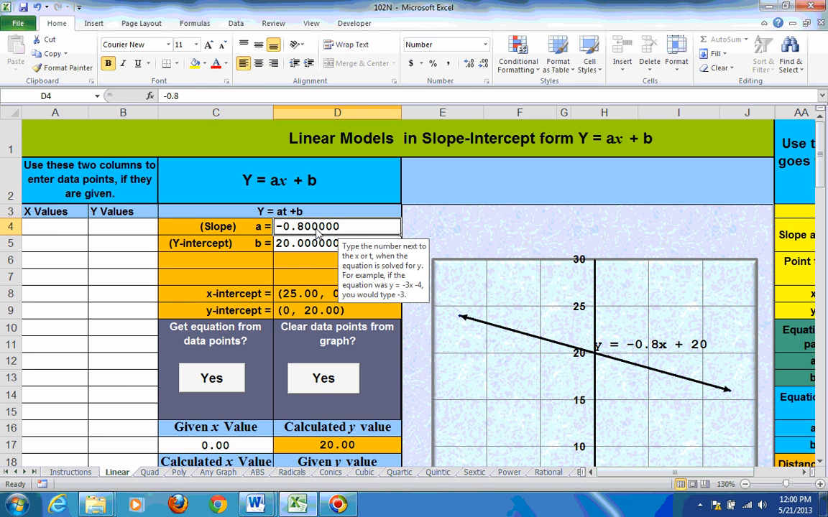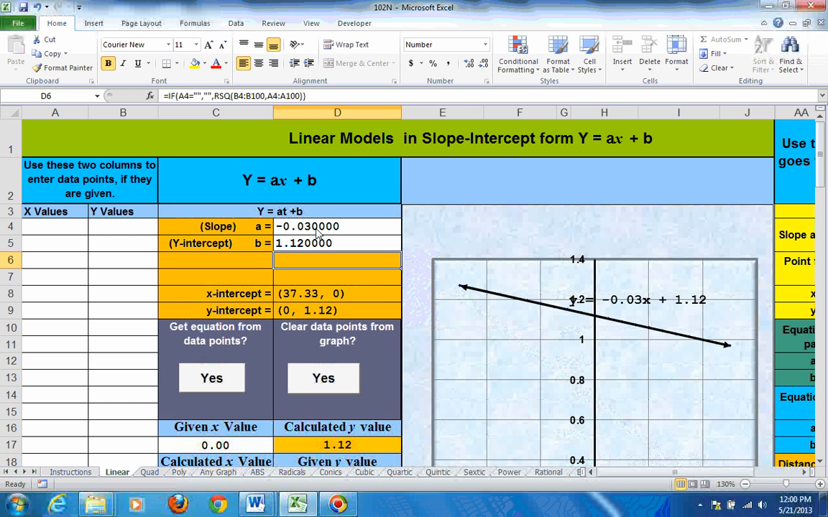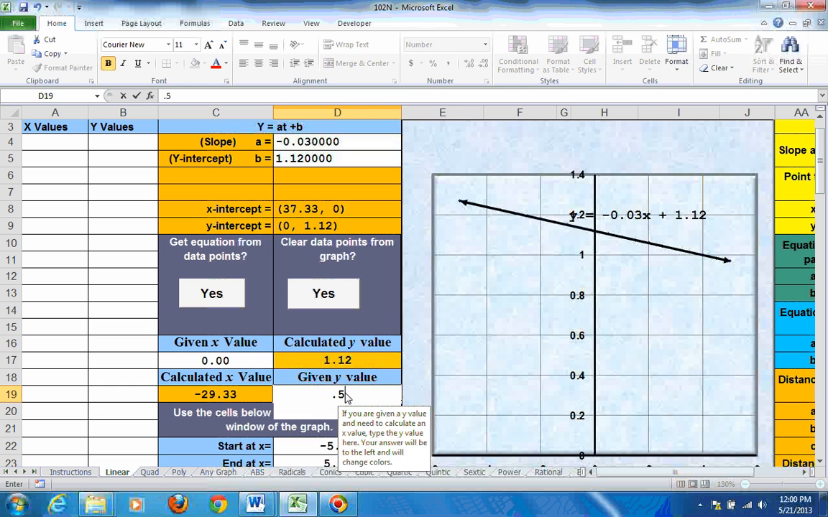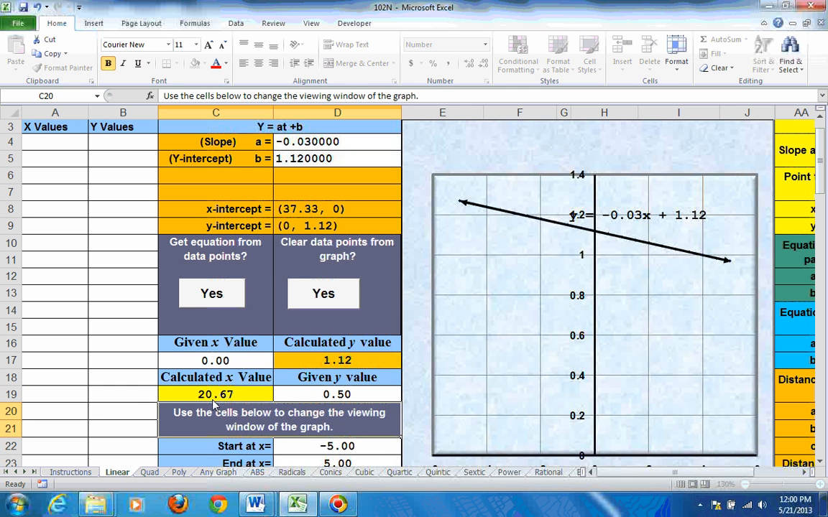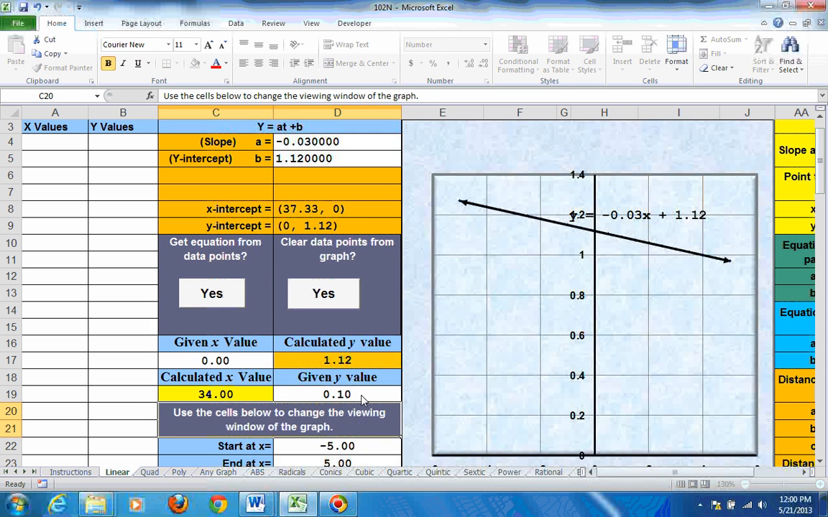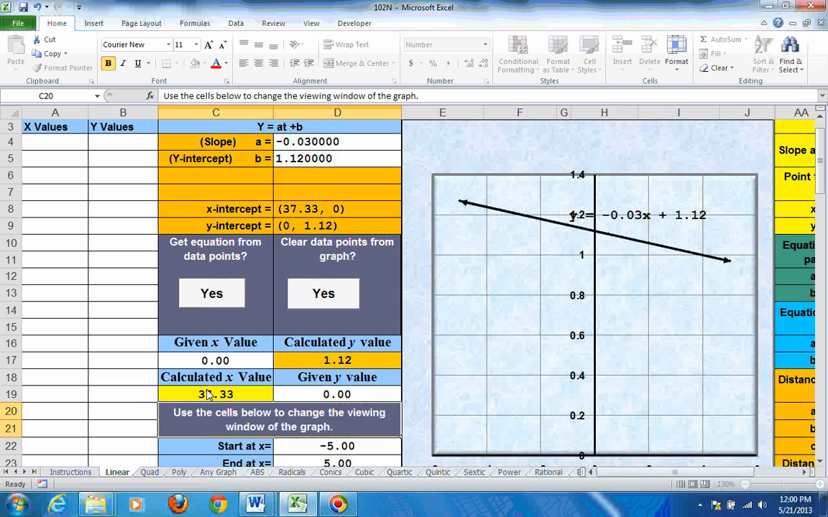The slope was negative 0.03 and the y-intercept was $1.12. And then when will the purchasing power be 50 cents? Well, you just put 50 cents or 0.5 in here for the y value, and there's your calculated x value right there. So it will be worth 50 cents in 20.67 years after 1980. It will be worth 10 cents, so I just put in 0.1, 34 years after 1980, and it will be worth nothing 37.33 years after 1980.